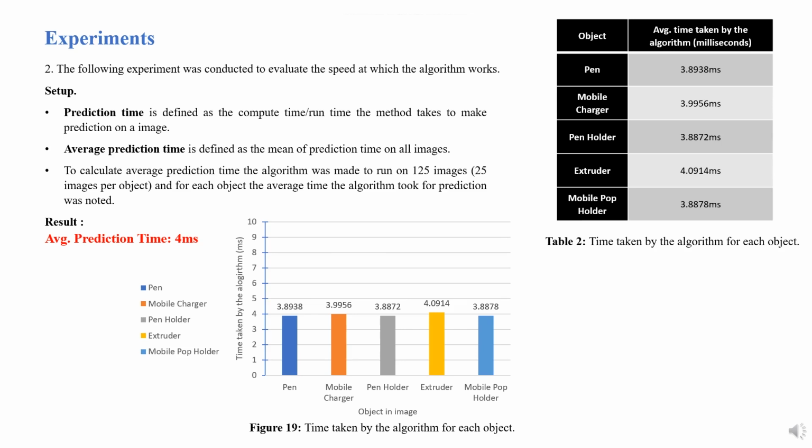To calculate average prediction time, the algorithm was made to run on 125 images, 25 images per object, and for each object, the average time the algorithm took for prediction was noted. The algorithm roughly took the same time for all objects, around 4 milliseconds. The algorithm can be made to run at 250 frames per second.